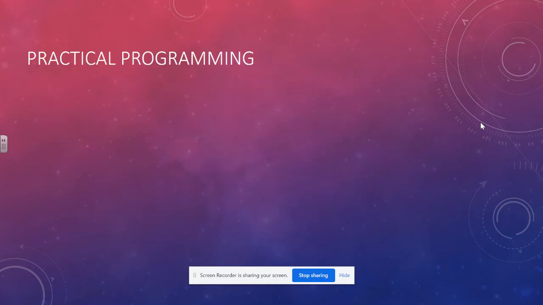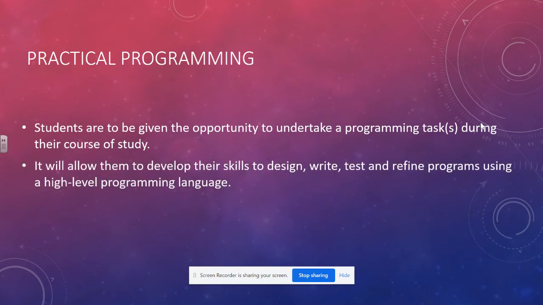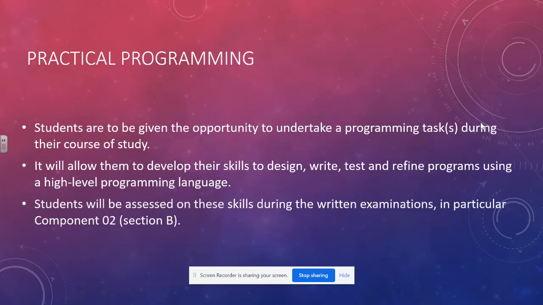There is a practical programming element, and all students will be given the opportunity to undertake programming tasks in the course. It will allow them to develop the skills to design, write, test and refine a program that they build. They will be assessed on these skills during the second component, in section B of that particular paper.